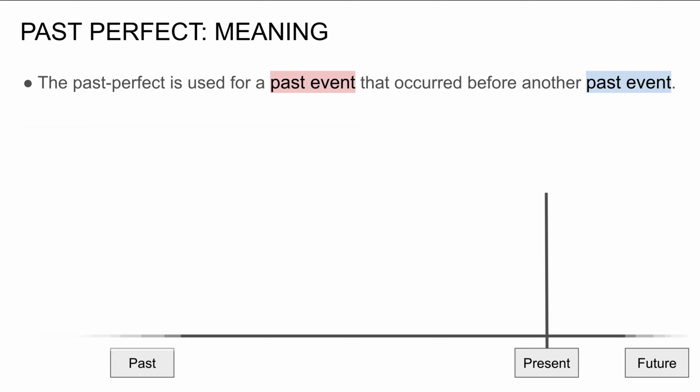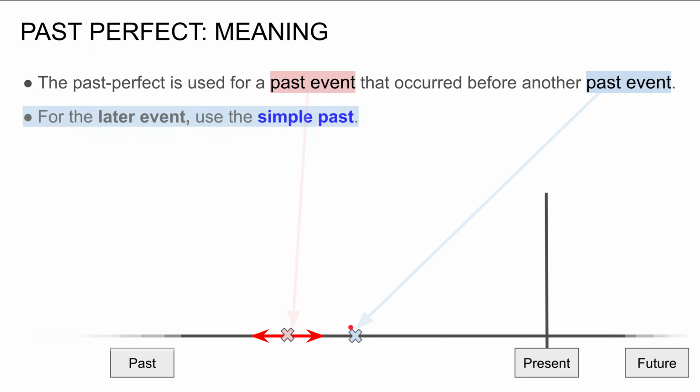Okay, now let's look at the meaning and usage of the past perfect. The past perfect is used for a past event that occurred before another past event. So, as you can see on my verb tense timeline right here, the past perfect is the first event, and there's another later event.